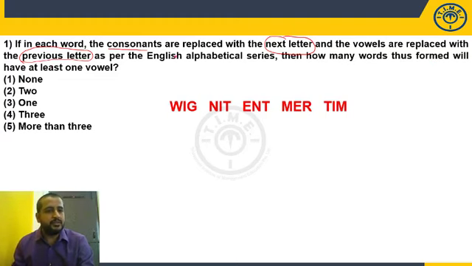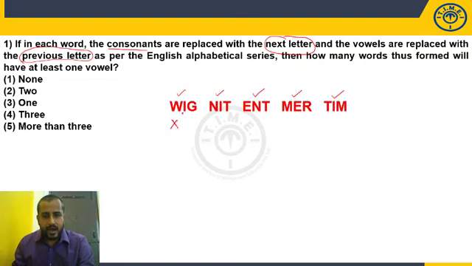So first apply these conditions. In each word, WIG is a word, NIT is a word, ENT is a word, MER is a word, TIME is a word. So in each word, consonants should be replaced with the next letters. So W is a consonant. So what is the next letter to W according to the English alphabet? X.